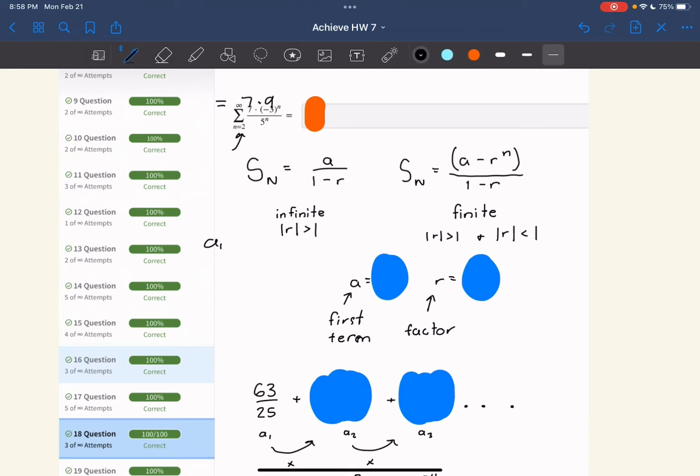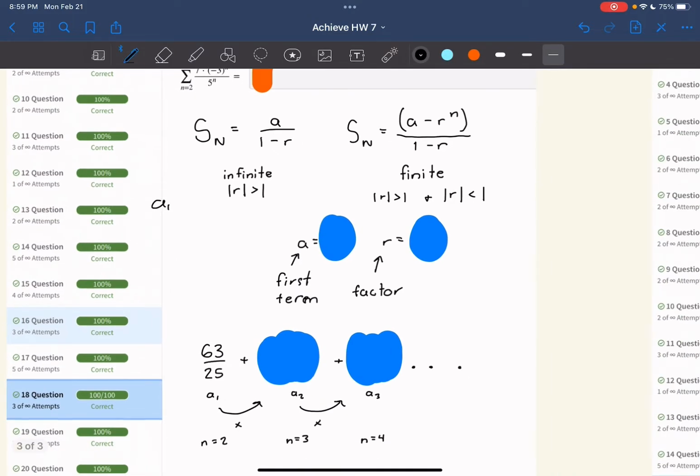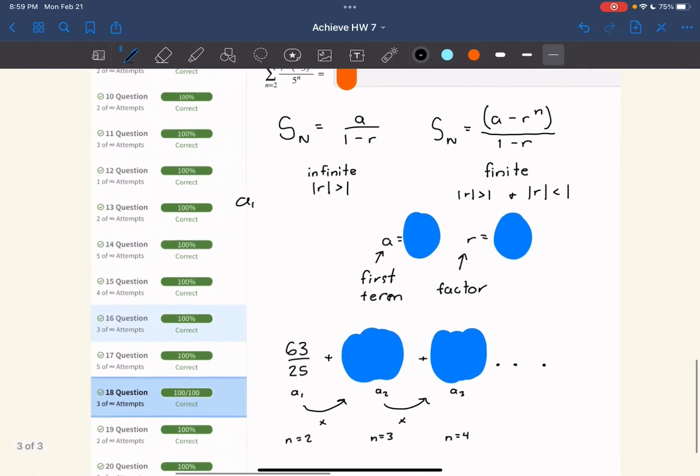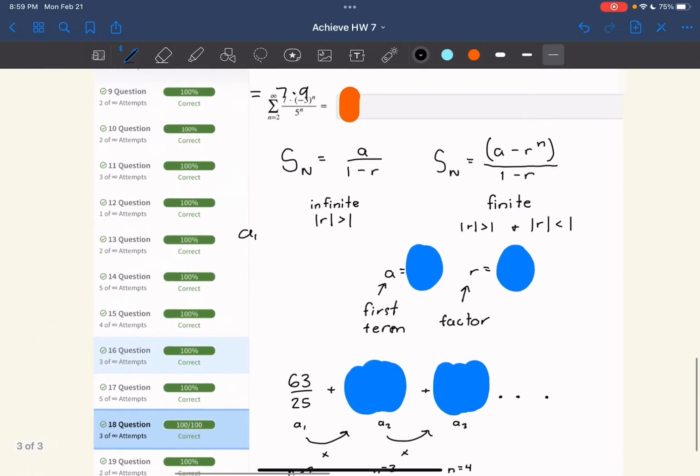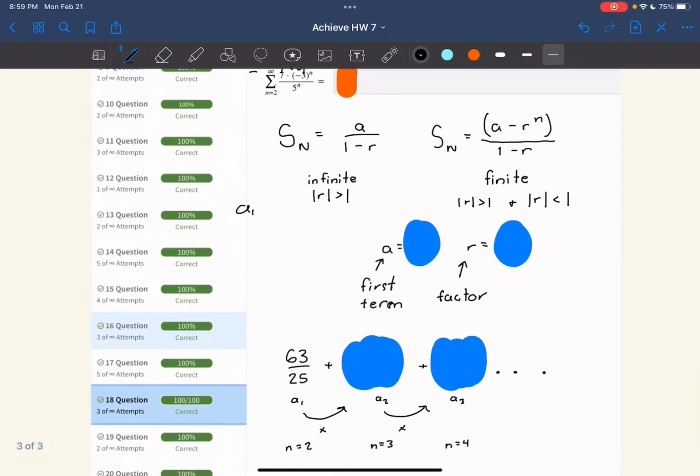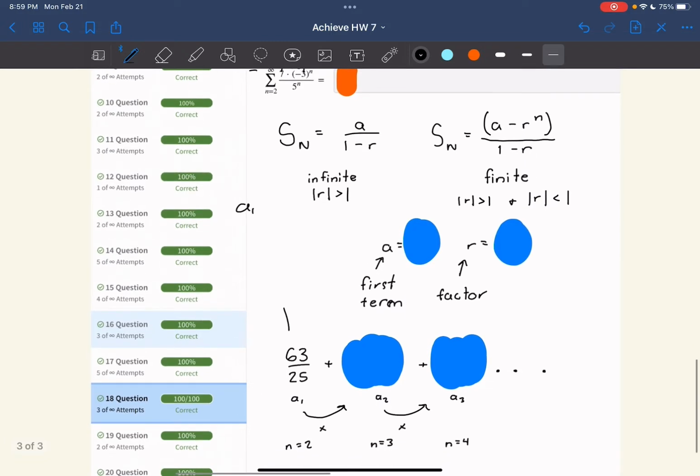Now I want to point out that in order to use these equations right here, we're going to need an a value and an r value. So, well, what is a and what is r? I have it right here. A is going to be the first term in your sequence or series. This is a series, and I'll explain series and sequence later because they're confusing. So this is going to be your a because this is your first term.